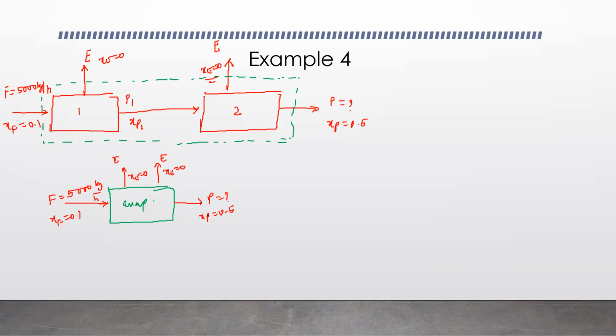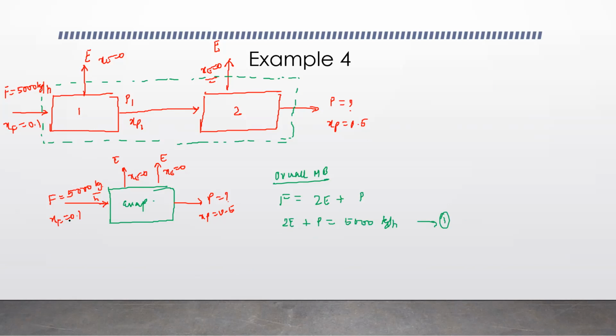So we are going to form the equations for the green box. First equation, overall material balance. When we form the overall material balance equation, F input is equal to E plus E plus P. These are the outputs, right? So F is 5000, so we have 2E plus P is equal to 5000 kg per hour. This is my equation number 1.